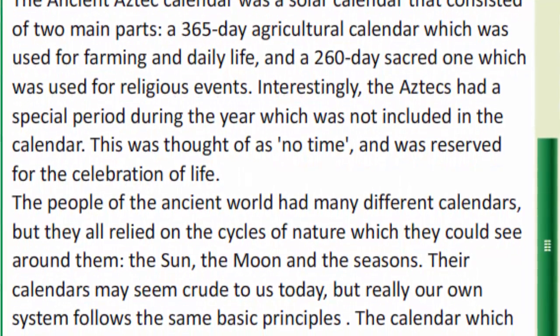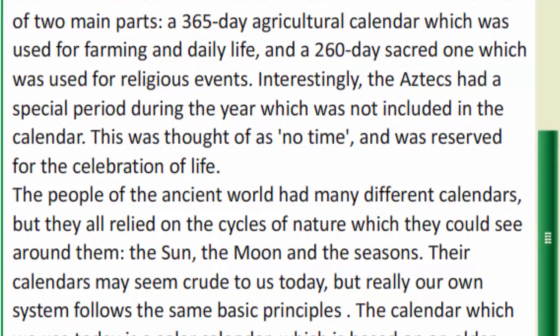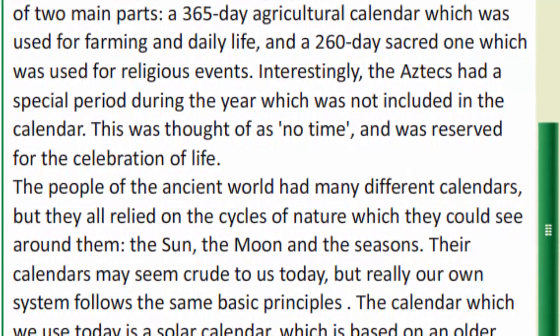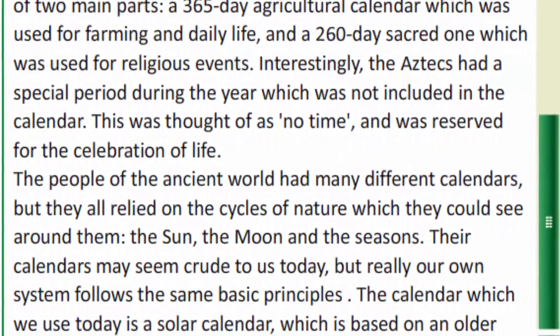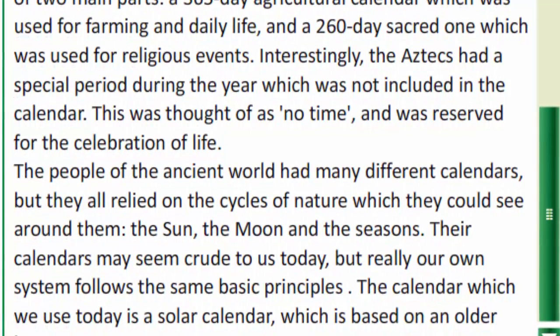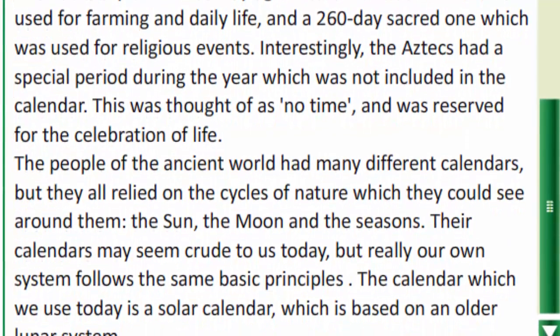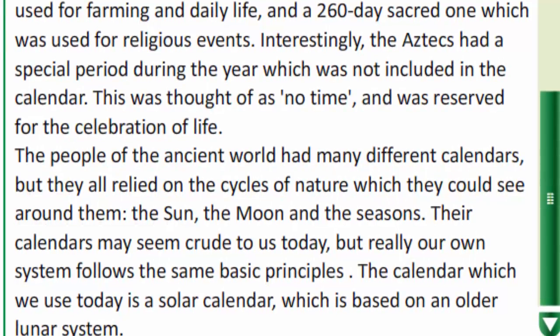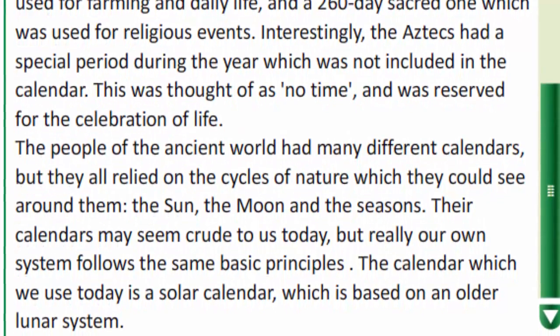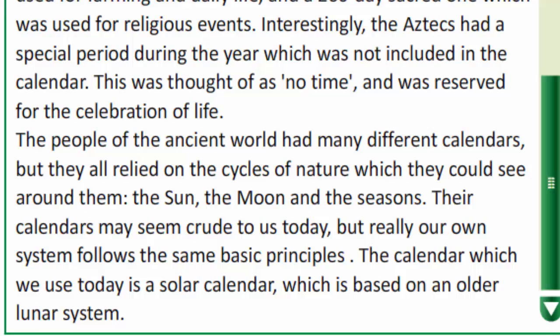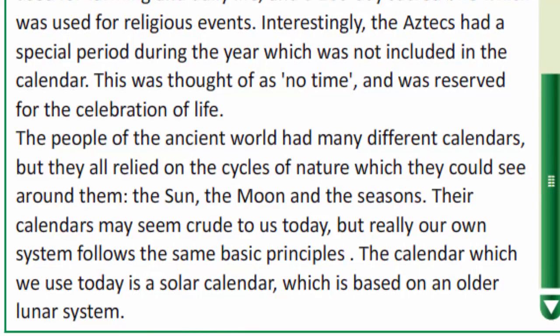The people of the ancient world had many different calendars, but they all relied on the cycles of nature which they could see around them, the sun, the moon, and the seasons. Their calendars may seem crude to us today, but really, our own system follows the same basic principles. The calendar which we use today is a solar calendar, which is based on an older lunar system.